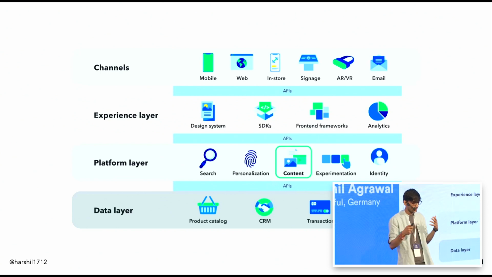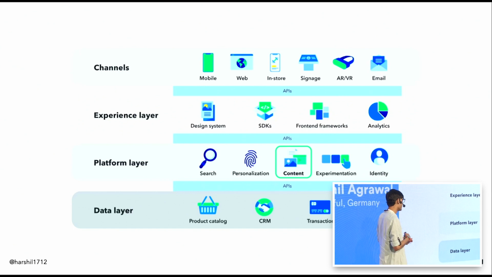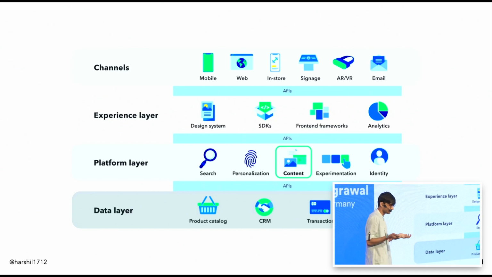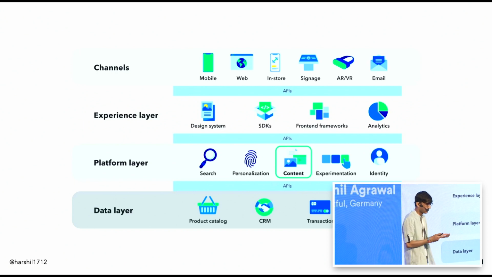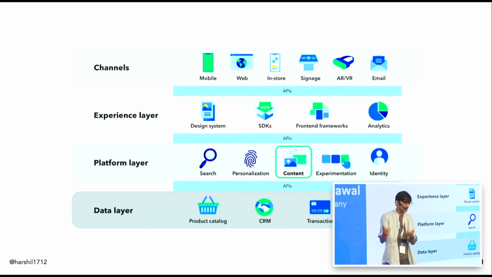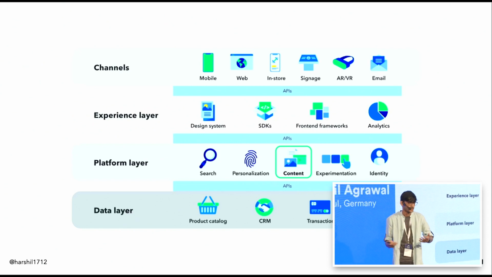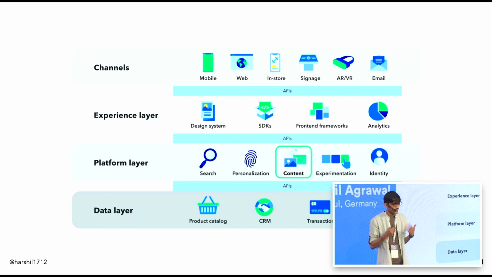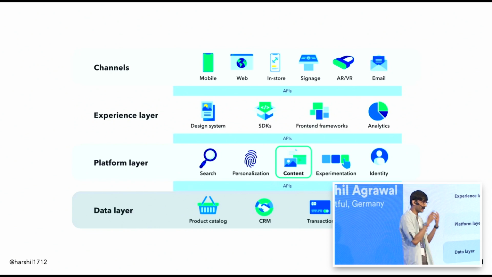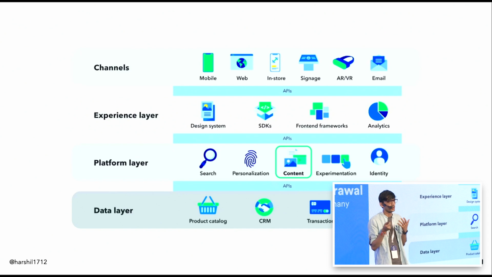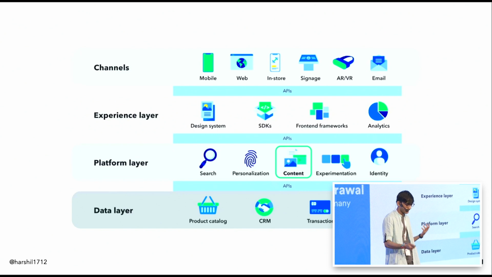To give you a quick overview of how this looks, here is the diagram for that. We have a data layer where basically your data is stored. Then you have your platform layer where you have your different services or different platforms, for example, for personalization, for A/B testing, for managing authentication. And then you have the experience layer. This is where the designers would use the content that you have from the platform layer and integrate that into the application. And then the channels is where you would like to publish and share it with your end user.